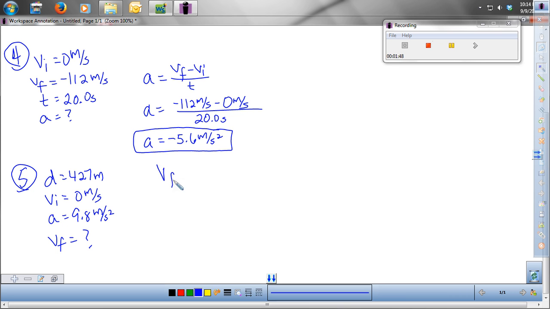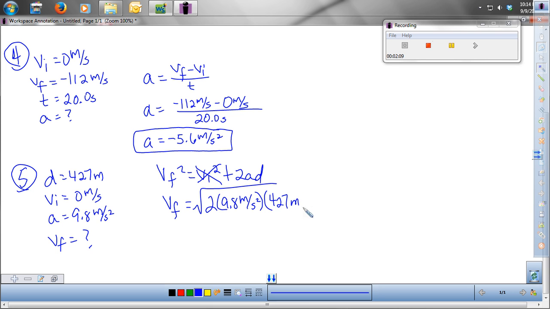So my working equation is VF squared equals VI squared plus 2AD. I, however, know that VI is 0 because it was given to me as being released. So VF is going to be the square root of 2 times a positive 9.8 because it's going back to the Earth, meters per second squared, times 427 meters. So if I plug that in my calculator and take the square root, I got VF to be 91.5 meters per second. So there's number 5.